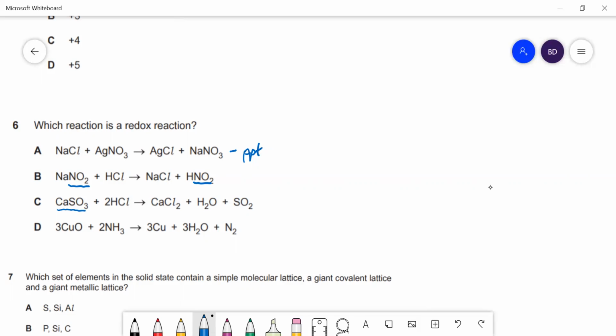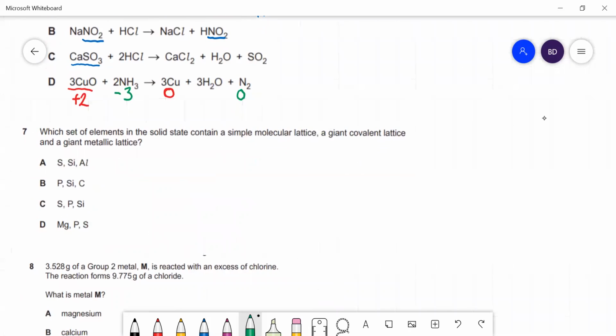This one, D, you should recognize pretty quickly that the oxidation number of copper there has got to be 0 because it's an uncombined element, whereas the oxidation of copper in copper oxide, well, oxygen is always -2, so copper's got to be +2 there, so the copper has been reduced. Incidentally, what's it being reduced by? Well, the nitrogen is going to have an oxidation number of 0 there, uncombined element. Nitrogen here is -3. Okay, so it's actually been reduced by the nitrogen.